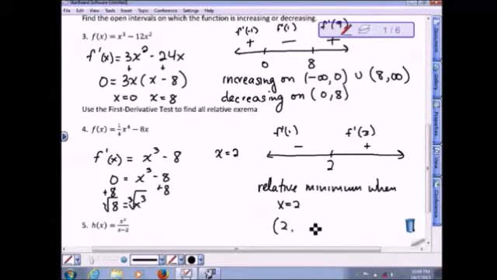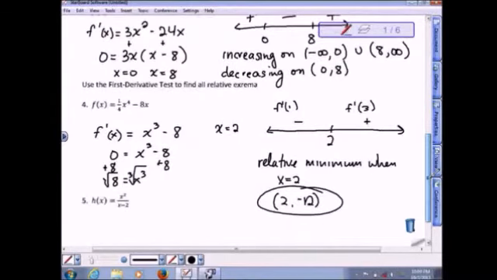Now the actual point that represents that on the graph, we have to plug a 2 as an input into the original function here for both x's. 2 to the 4th power is 16. 1/4 of 16 is 4. 4 minus 8 times 2, which is 16. This is 4 minus 16, which is negative 12. So the minimum value is negative 12 when x equals 2.